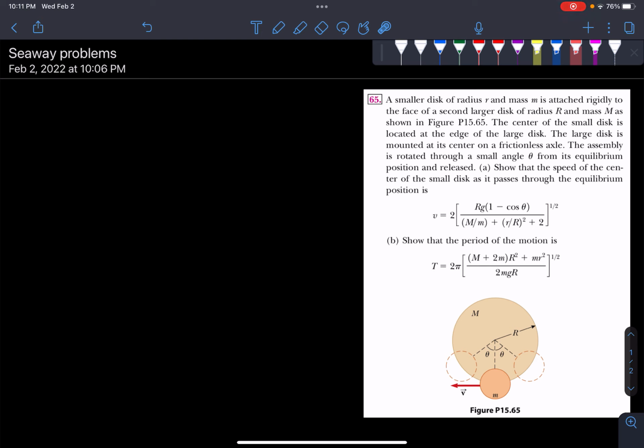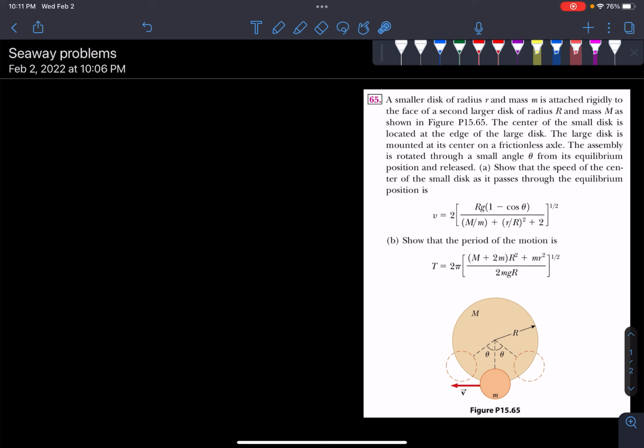And then we're supposed to show that the speed of the center of the small disk as it passes through equilibrium is that expression. Okay, that was a mouthful, but we're supposed to show the speed of the center of the smaller circle here, or the smaller disk here.